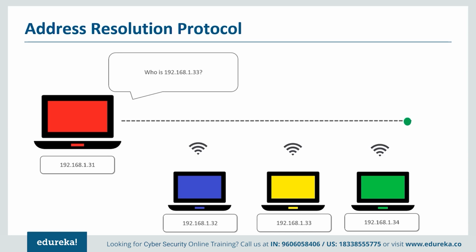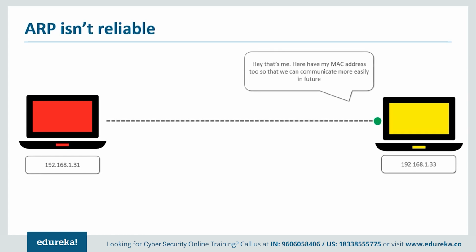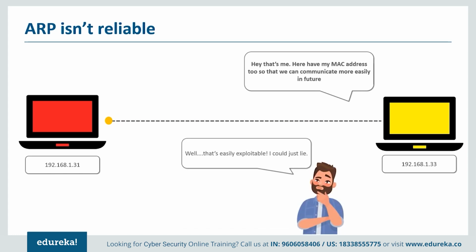So they send out a packet and they don't really know which machine to send it to because nobody has responded yet. So the red computer asks who is 192.168.1.133, and the yellow computer recognizes that it has the same IP address, and it says, hey, here's my MAC address, so we can communicate more easily in the future. This MAC address is going to be tied to this IP address in a thing called the ARP table. I'm going to show you the ARP table in just a few minutes.